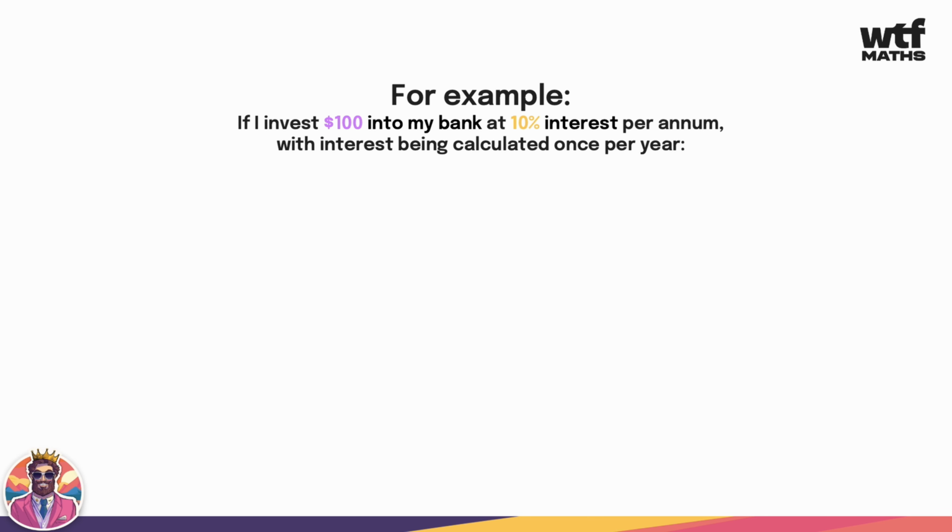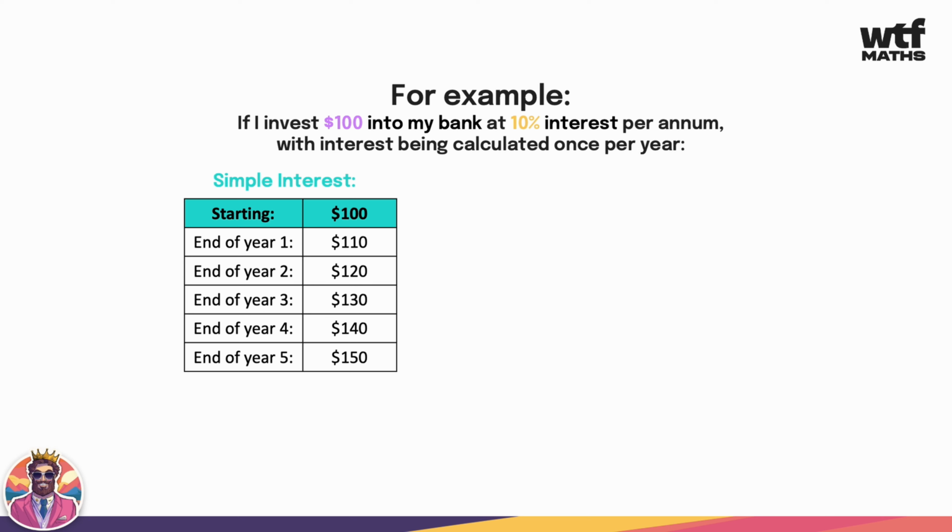If I invest $100 into my bank account at 10% interest per year, with interest being calculated only once per year, this is what it looks like for simple interest. I start with $100, and the next year I have $110. After another year, it's $120, and then $130, and so on. Now you'll notice that for every year, it is adding $10 interest on. That's because 10% of 100 is $10.